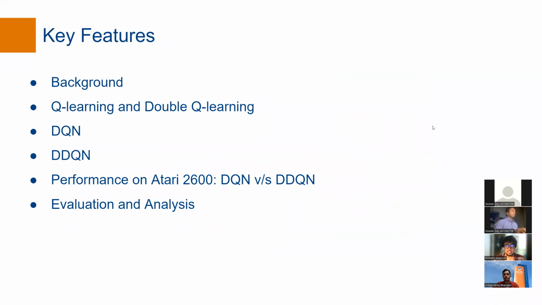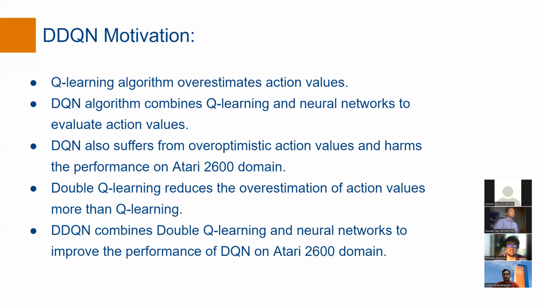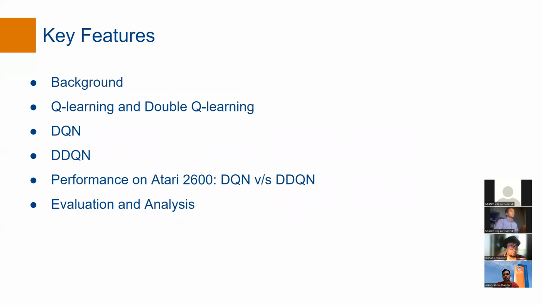To overcome these problems, we have double Q learning, which actually provides better performance than Q learning. So double Q learning uses different value functions to choose the greedy policy and to evaluate action values. So in this paper, we try to extend the concept of double Q learning to neural networks and expect an improvement in the performance. Next slide.